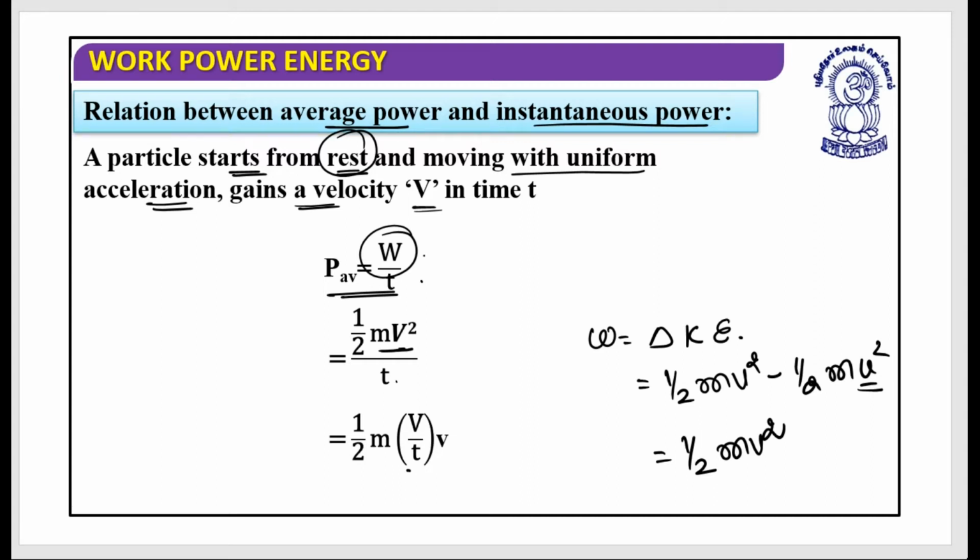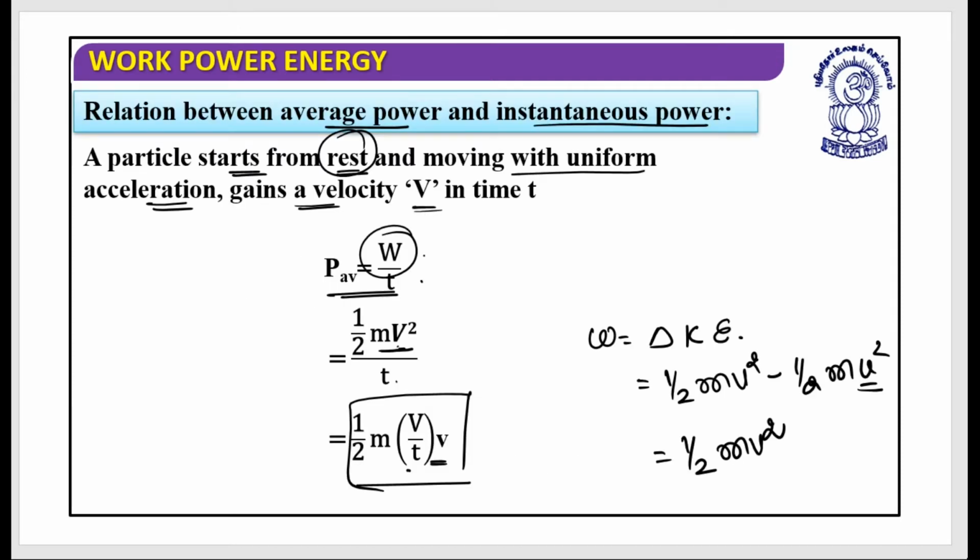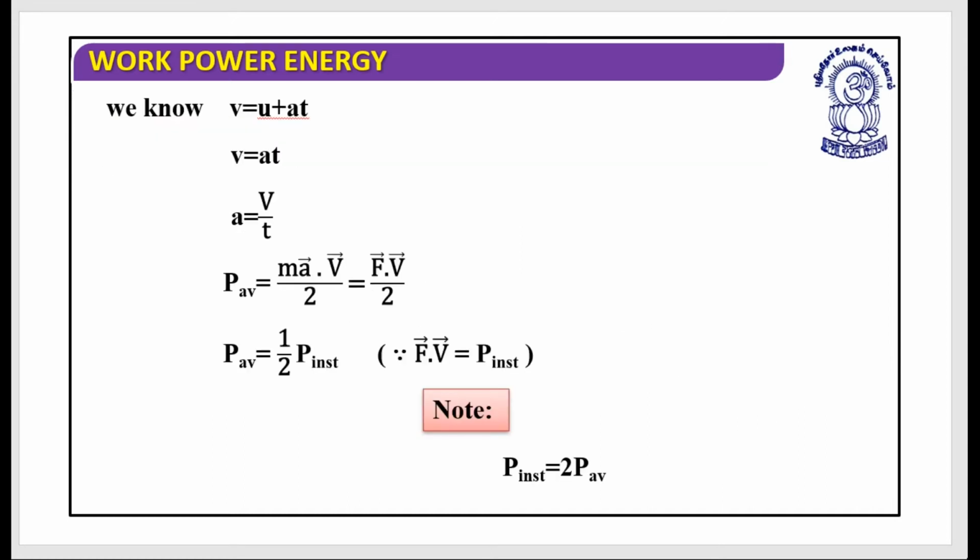Let's rearrange it: it is 1 by 2 into m into v by t into v. According to this, we understood at the very beginning that it is moving with uniform acceleration. And when it is moving with uniform acceleration, we can use these relations.